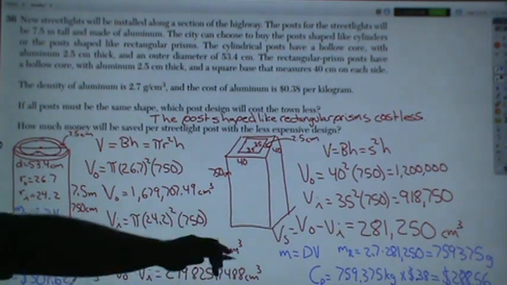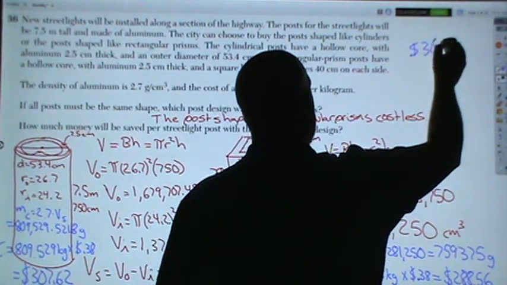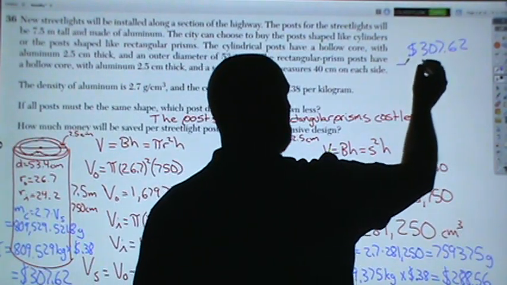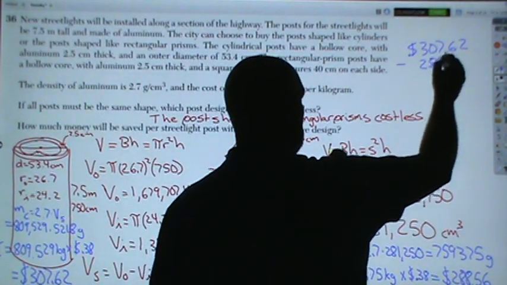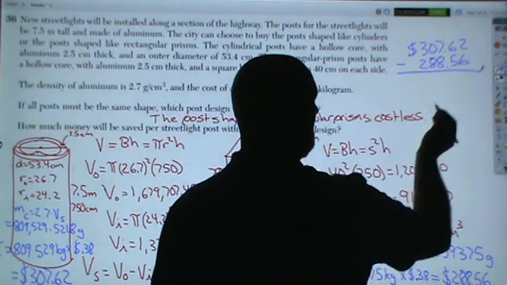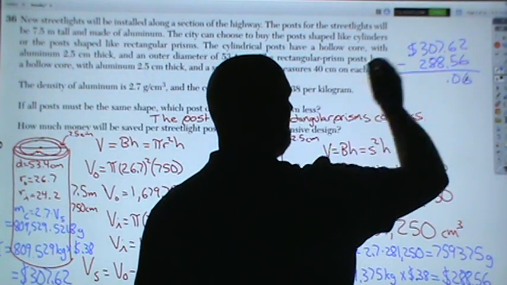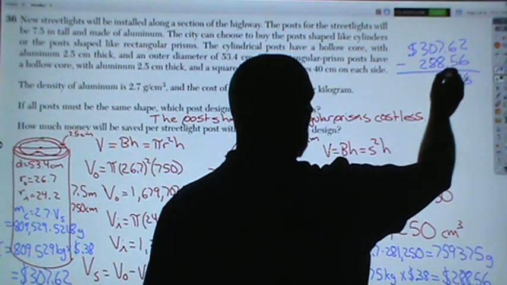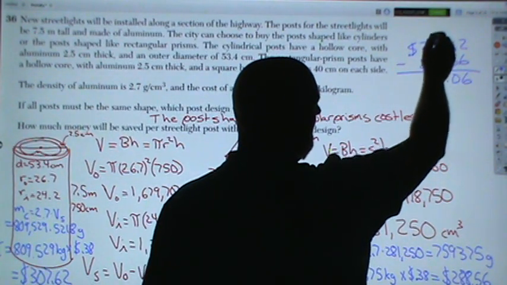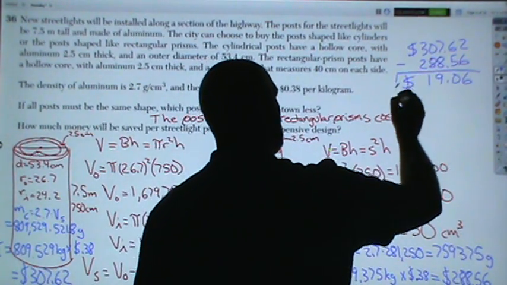So to figure out how much is going to be saved, we have to subtract these dollar amounts. So I'm going to have $307.62 and subtract $288.56. And I can subtract those fairly easily, right? I have 6 cents here. I'm going to have to do 17, so I'm going to have a 9. And I borrowed from a 10, so I have a 9 minus 1. $19.06 is how much money we saved.